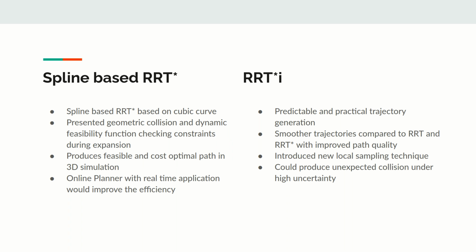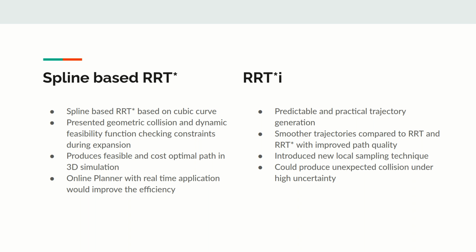Spline based RRT star is based on a cubic curve. It presents geometric collision and dynamic feasibility functions that check constraints during expansion. It also provides a feasible and cost optimal path in the 3D simulation that they evaluated on. However, an online planner with real-time application would improve the efficiency of the algorithm much more.